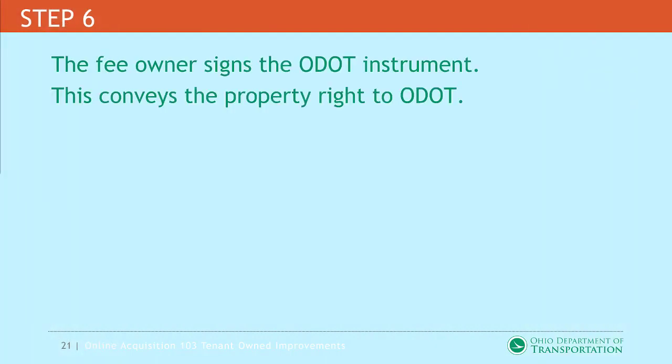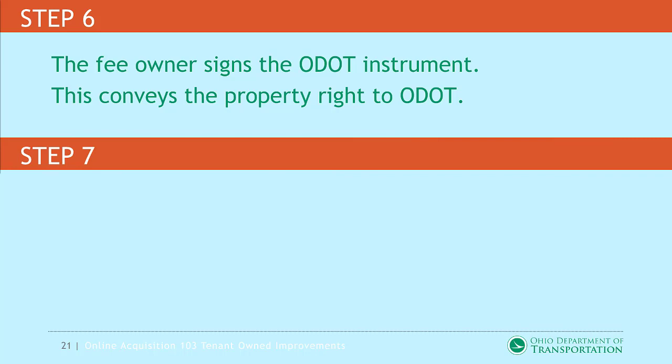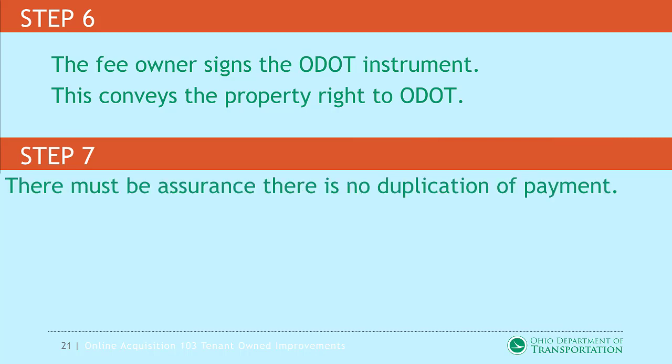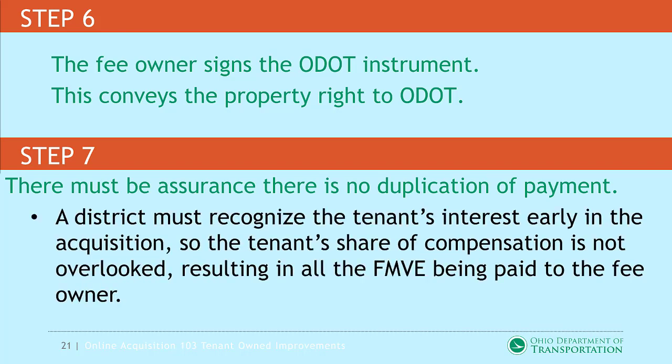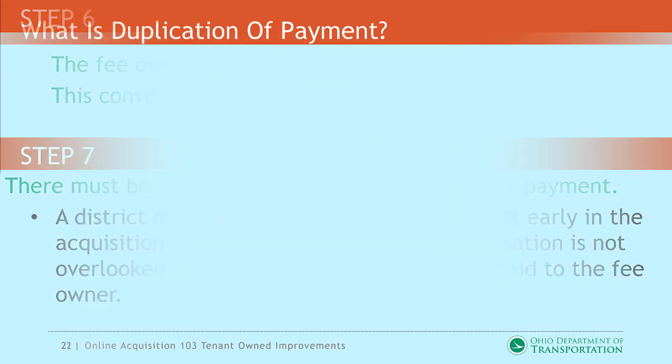Step 6, the fee owner signs the ODOT instrument. This conveys the property right to ODOT. Step 7, there must be assurances there is no duplication of payment. So we look at this as the district must recognize the tenant's interests early in the acquisition so that the tenant's share of compensation is not overlooked, resulting in all the FMVE being paid to the fee owner.